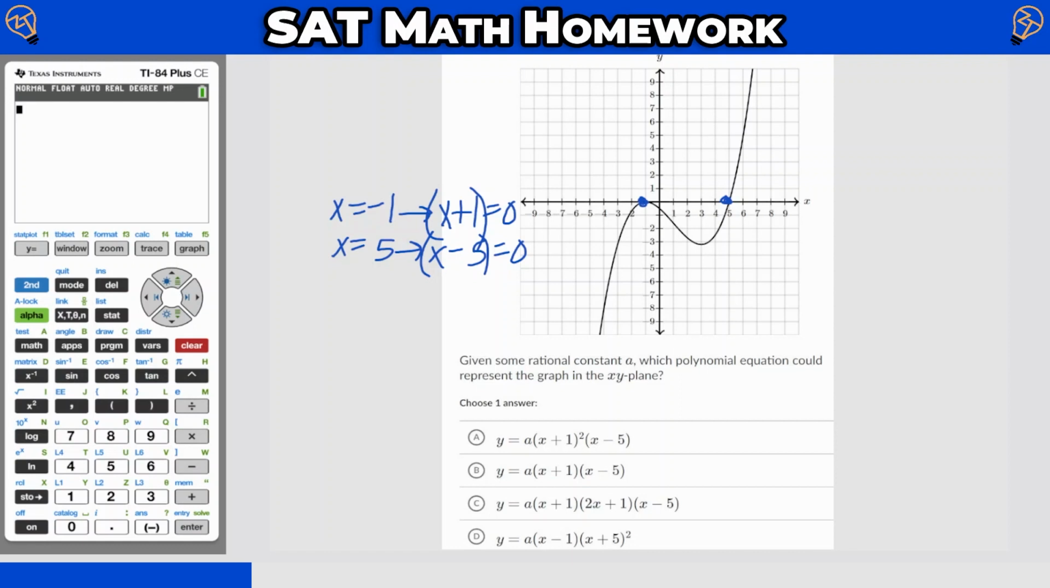Based on that, I could eliminate C because it throws in this additional factor. And I can eliminate D because it has x minus 1 instead of x plus 1, and it has x plus 5 instead of x minus 5. So now we could look at options A and B.